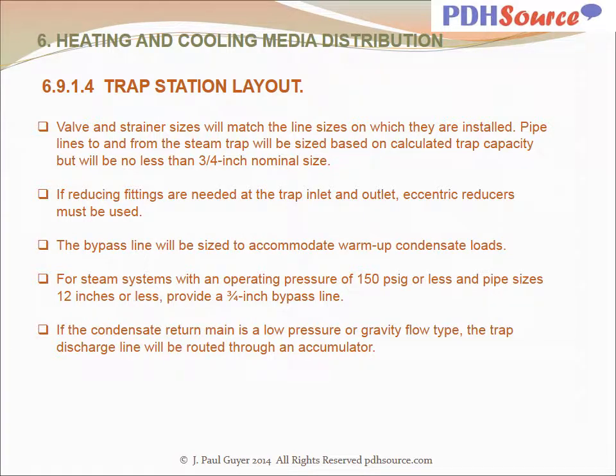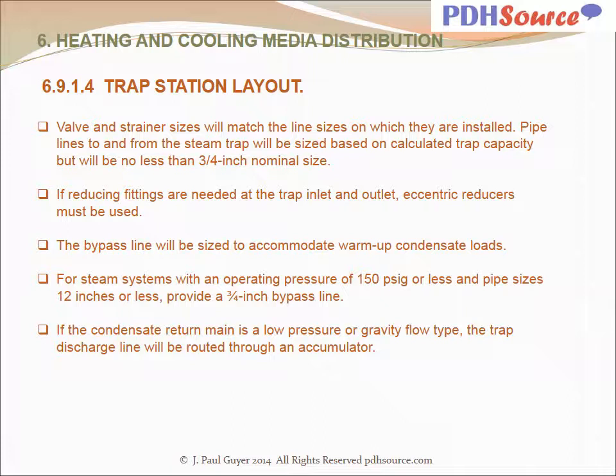Valve and strainer sizes will match the line sizes on which they are installed. Pipelines to and from the steam trap will be sized based on calculated trap capacity but will be no less than 3/4 inch nominal size. If reducing fittings are needed at the trap inlet and outlet, eccentric reducers must be used. The bypass line will be sized to accommodate warm-up condensate loads. For steam systems with an operating pressure of 150 psig or less and pipe sizes 12 inches or less, provide a 3/4 inch bypass line.